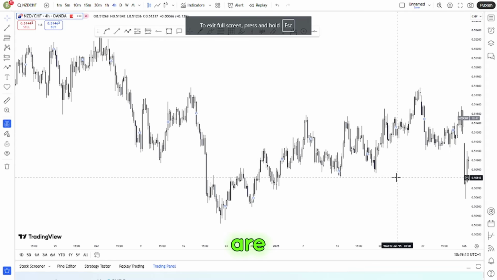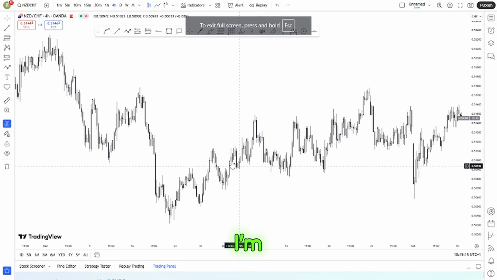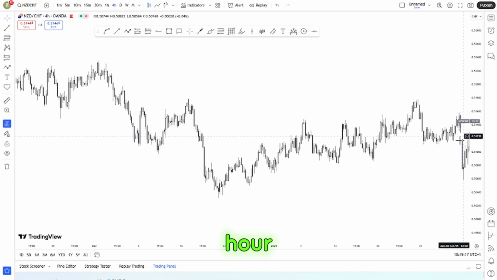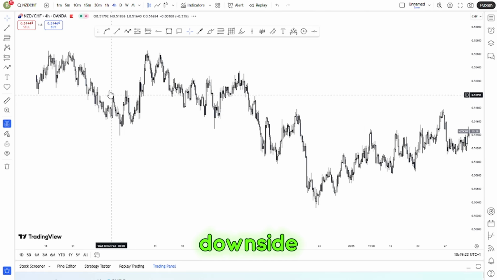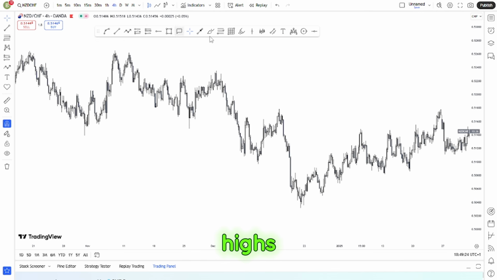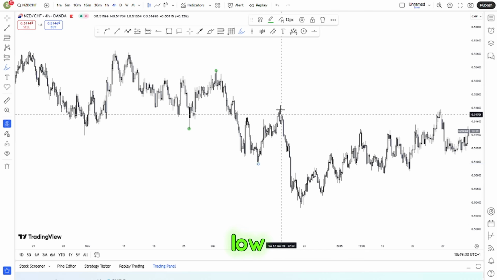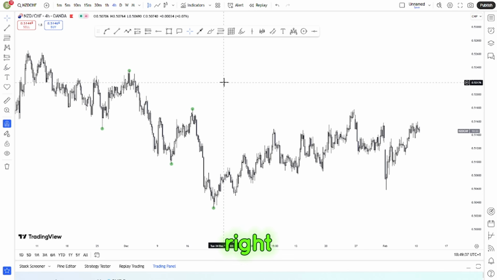Hello traders, so we are looking at NZDCHF and I'm going to start on the 4-hour time frame. As you can see here, the market was pushing to the downside, creating lower lows and lower highs. If we start from this point, this is our low, this is our high, this is our lower low, this is our lower high, and this is our lower low.